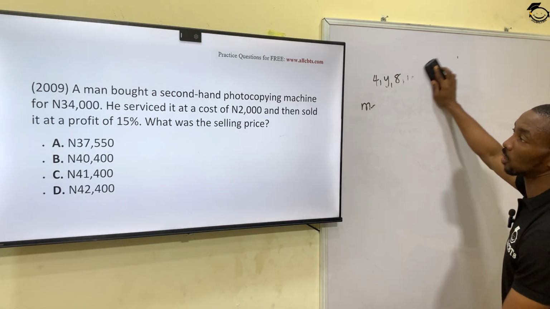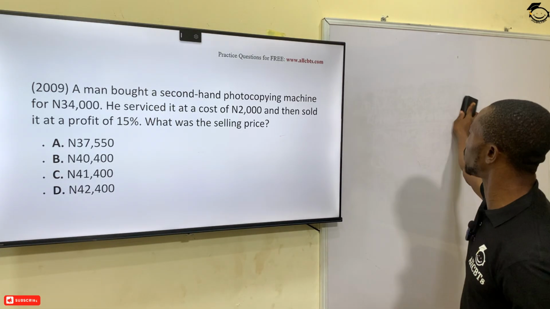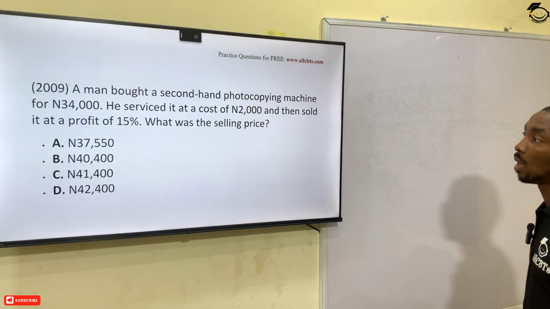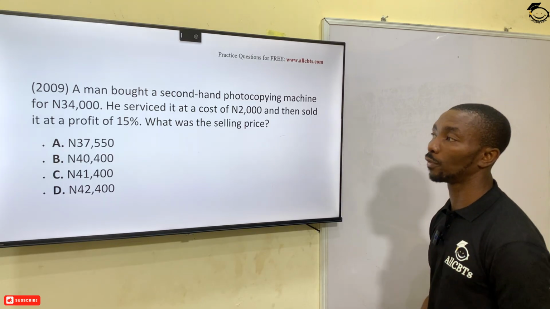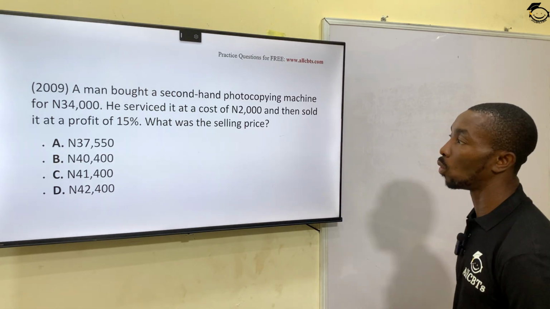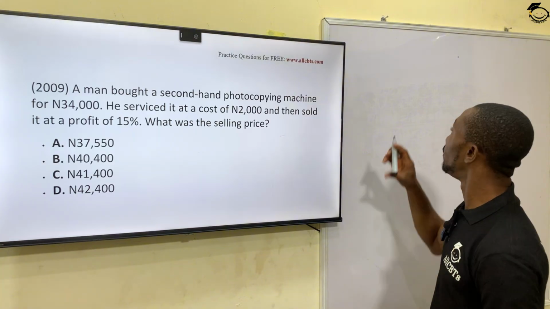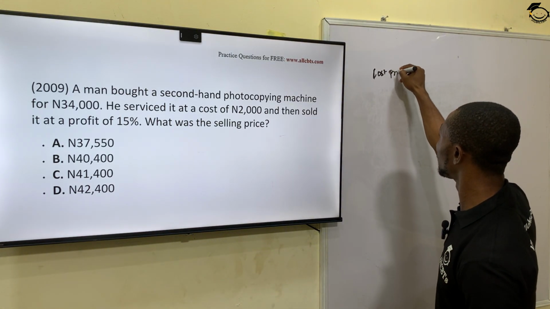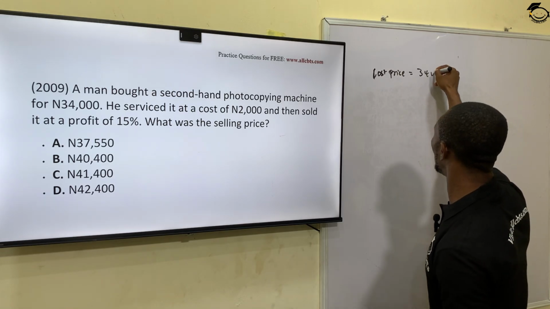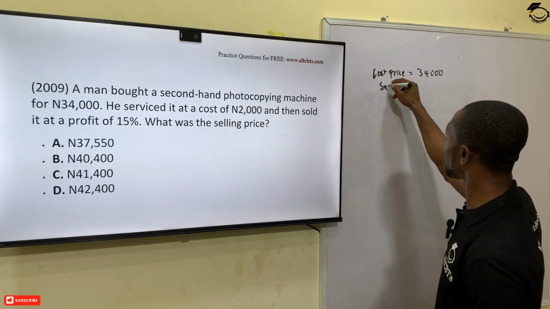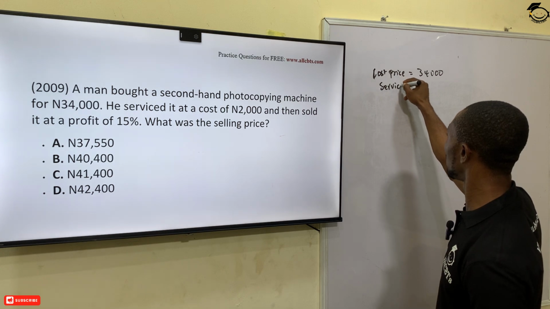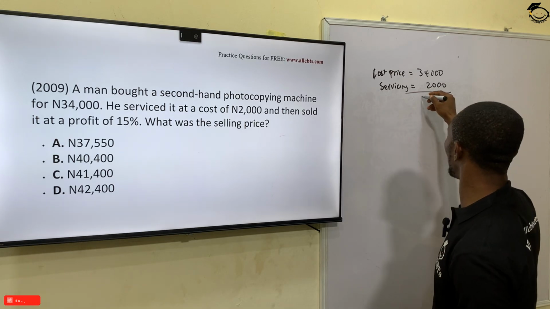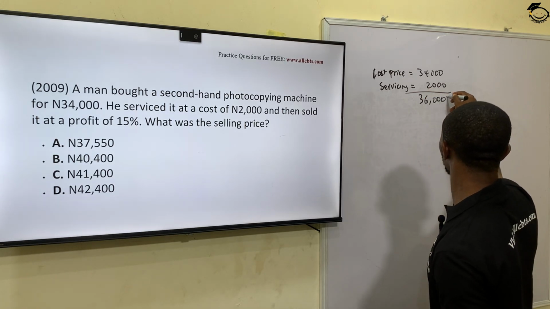A man bought a second-hand photocopy machine for 34,000 naira. He serviced it at a cost of 2,000 and then sold it at a profit of 15%. What was the selling price? Now, he bought it at cost price 34,000, servicing price 2,000. So total cost price will become 36,000.